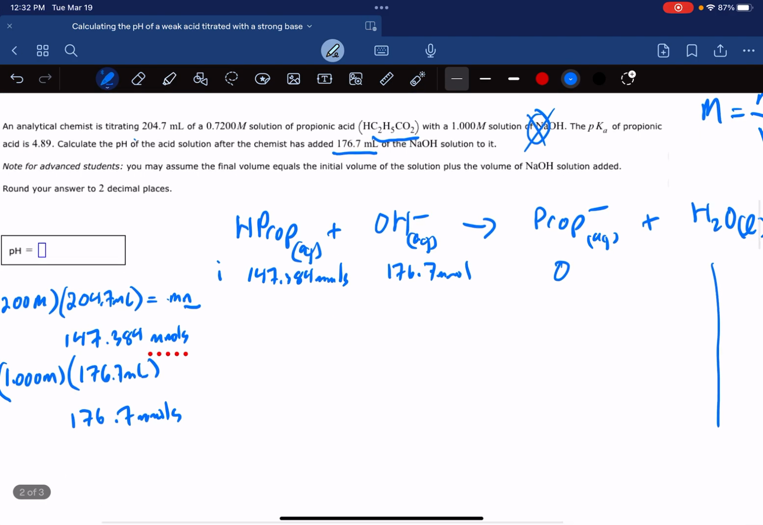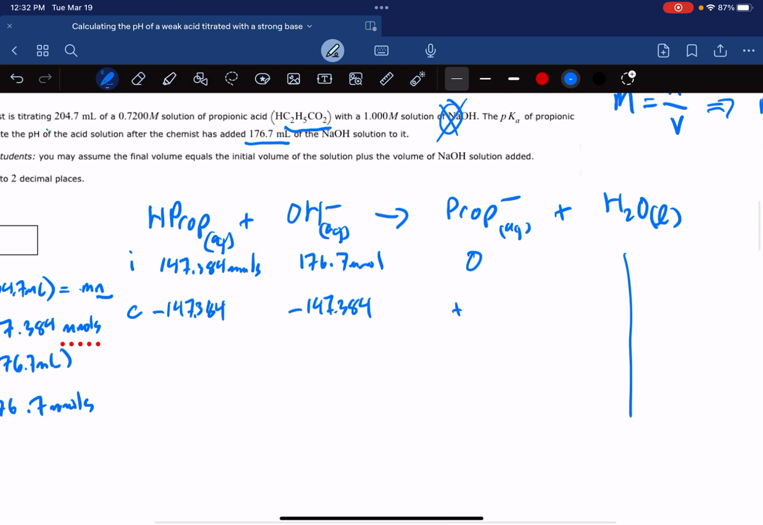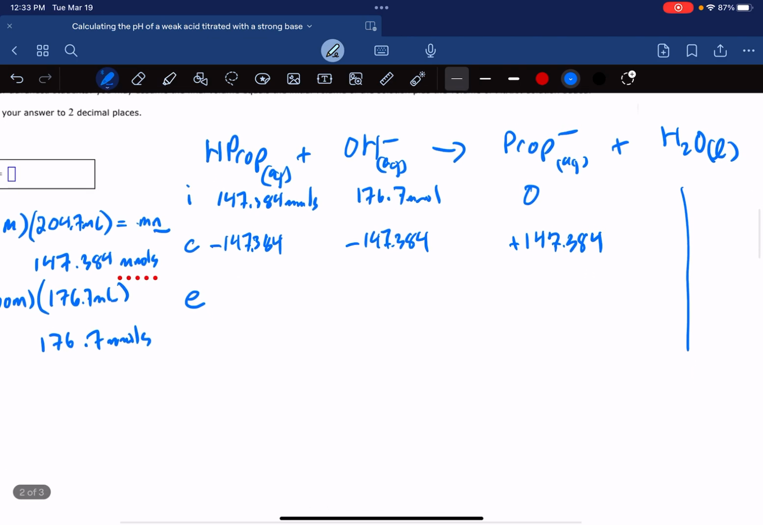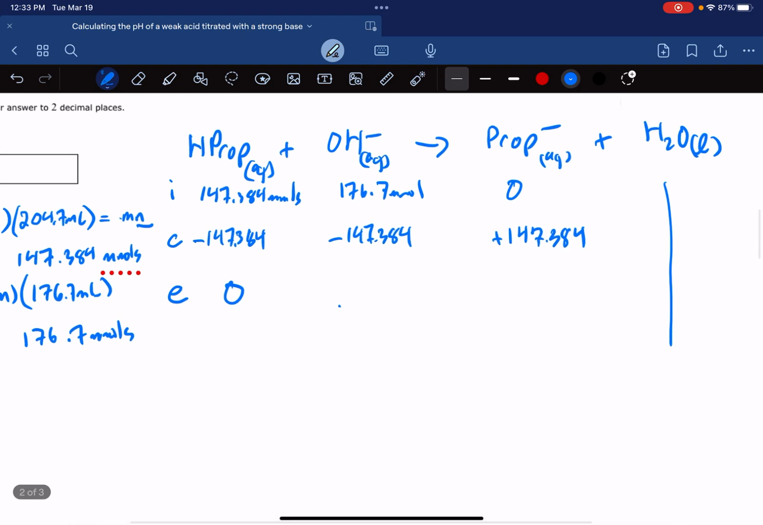Now, what we do know is that our change is going to be whatever one of these two runs out first. Isn't this a 1-to-1-to-1 relationship? So if I have 147 millimoles here and 176.7 millimoles here, I subtract the smallest one. I'm going to lose 147.384 from here, lose 147.384 from here, and gain 147.384 here. Now, what is the net result at the end? This looks like our ICE problem, but in reality it's initial, change, and end. We're going to have 0 of this. When we subtract these two from each other, we end up with 0.029.